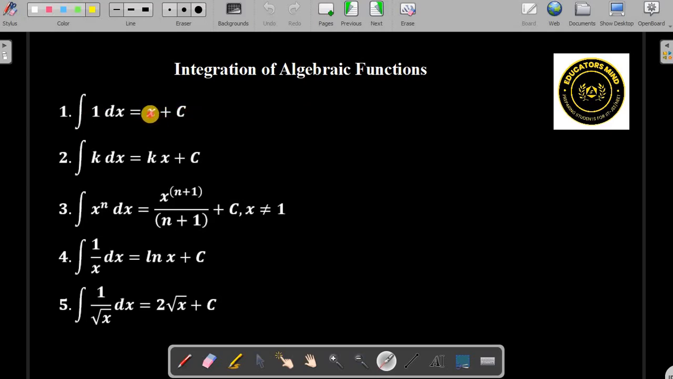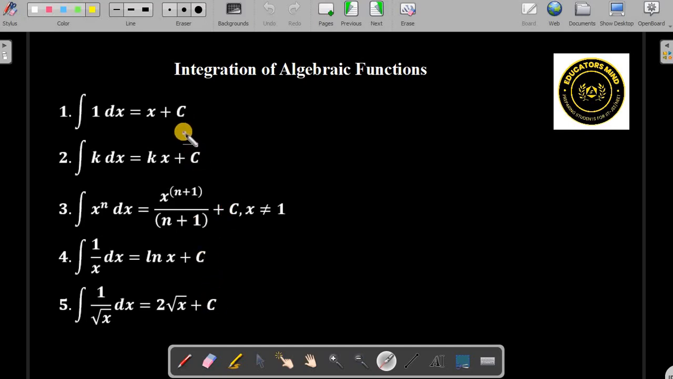Why is it like this? Because you can consider integration as the opposite of differentiation. So when you differentiate x, it will be 1. Differentiation of a constant is going to be 0, right? So we are adding the constant c in each of these because it's an indefinite integration.